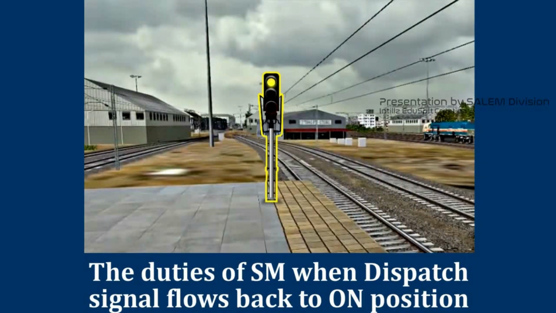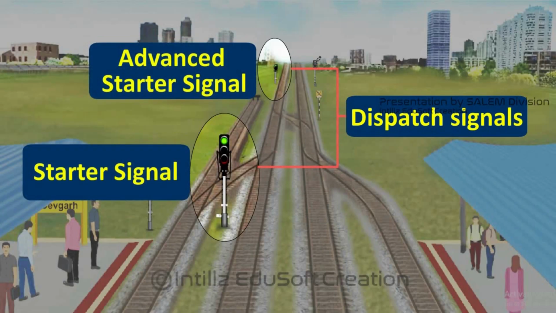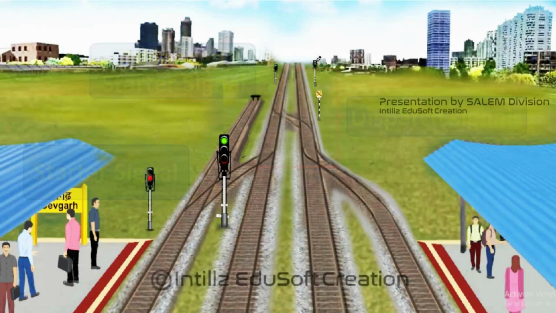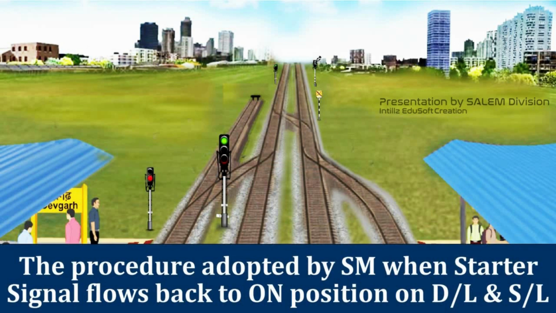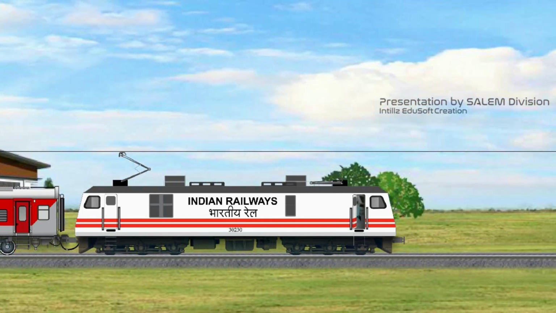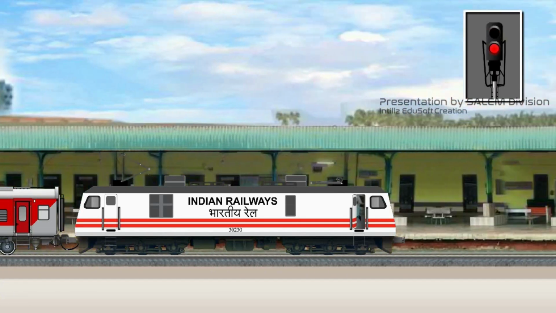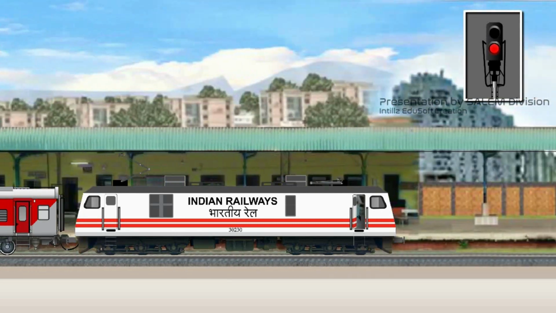Let's now see the duties of station master when dispatch signal flows back to on position. There are two types of dispatch signal, starter signal and advanced starter signal. We'll first see the procedure adopted by station master on double line as well as on single line when the starter signal flows back to on position. Locopilot of any train which is passing through the station or of halting train notices that the starter signal flows back to on position. He immediately stops his train.